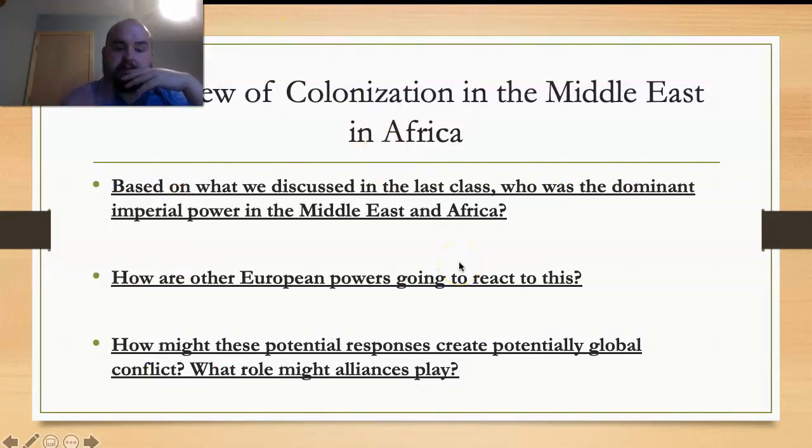In the meantime, I do want to have a bit of an overview of colonization in the Middle East and Africa again. Think about from last class who were the dominant imperial powers in the Middle East and Africa. Think about how the other European powers are going to react, and how that might help create potential global conflict. How might those alliances in particular help bring more and more people into this and cause more violence? Keep that in mind for next week especially.